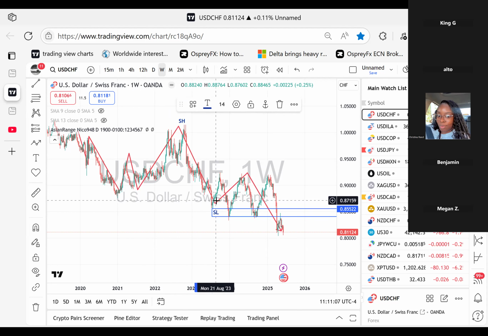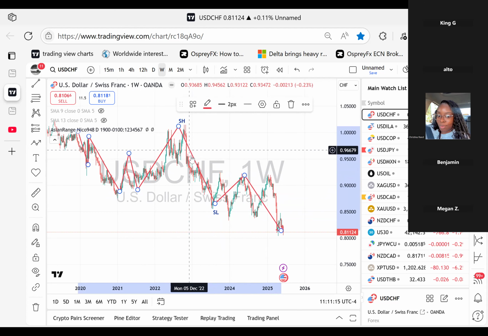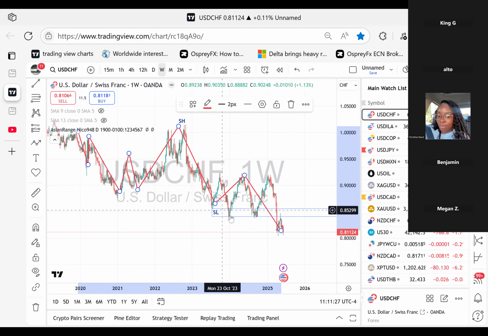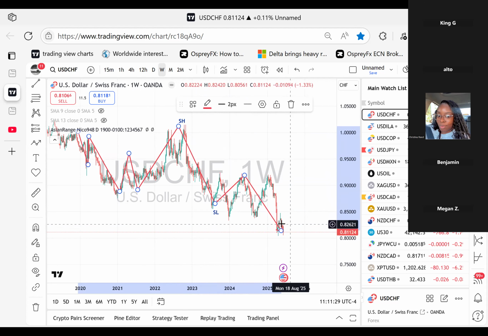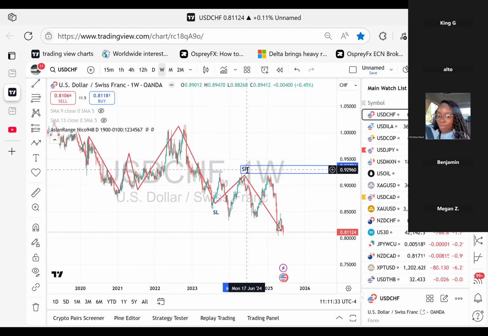Once it breaks that swing low and pulls back, we have new swing structure. We have the swing high. We have a new swing low. Price pulls back. Price either has to challenge and break the swing high or challenge and break the swing low. In this case, it pushes down, it breaks your swing low, eventually creating a new swing low.